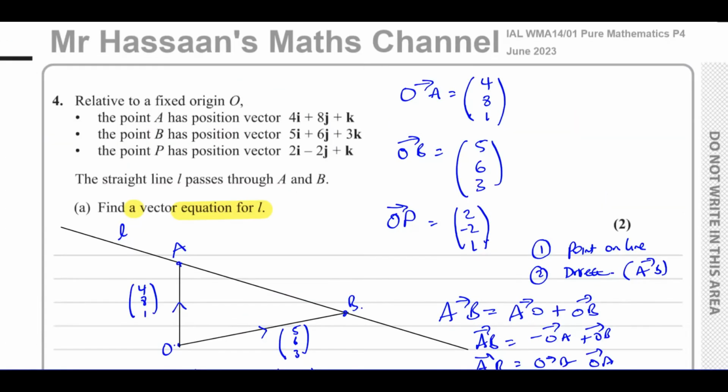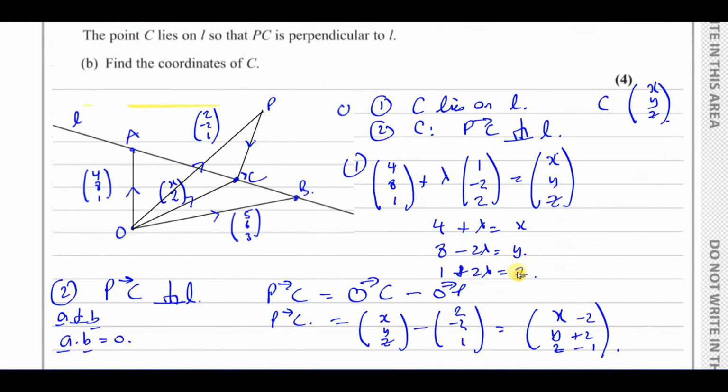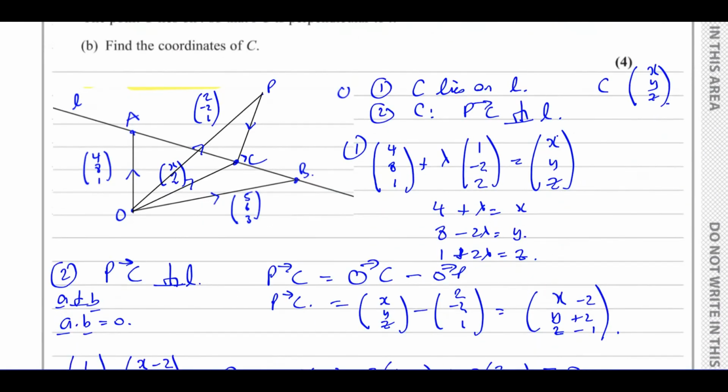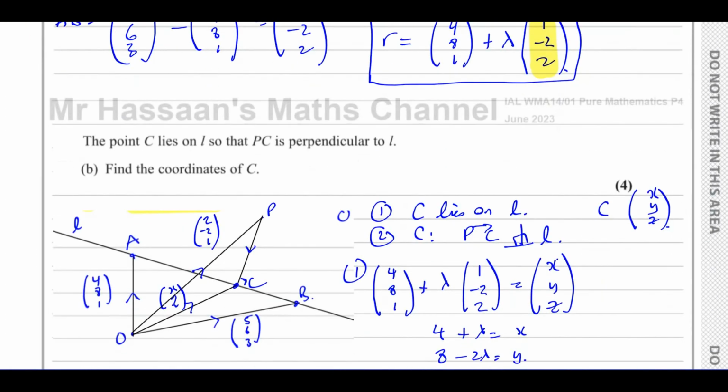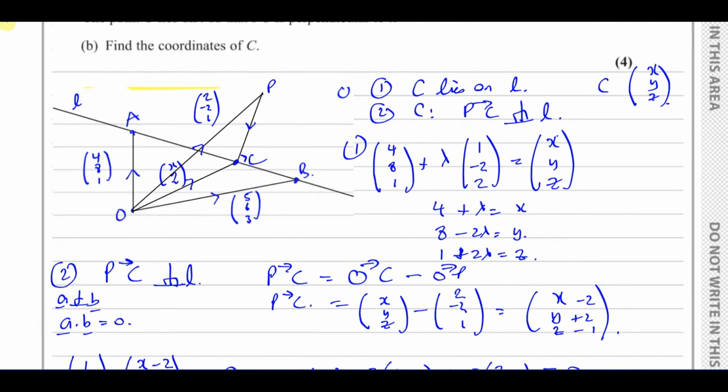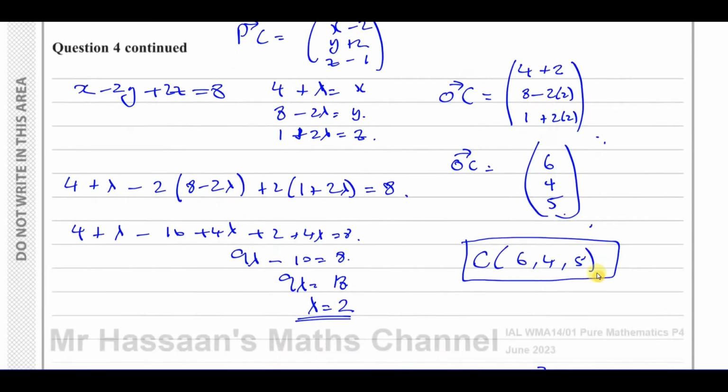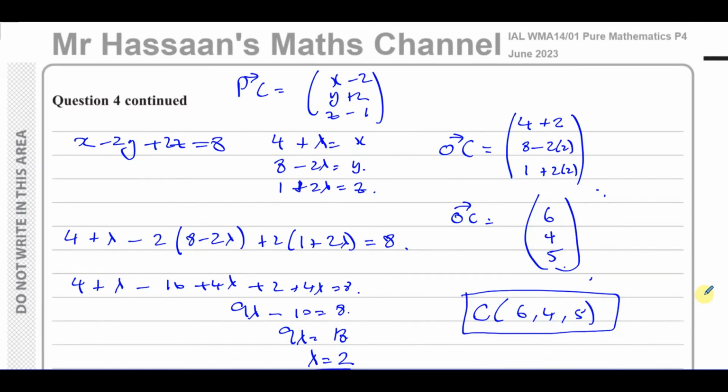Was that right? X minus 2, y plus 2, z minus 1. So that should be a minus here. X minus 2, y plus 2, and z minus 1. Okay, good. That's P to C. Did we find the values of x, y, and z? We did. X was 6, y was 4, and z was 5.